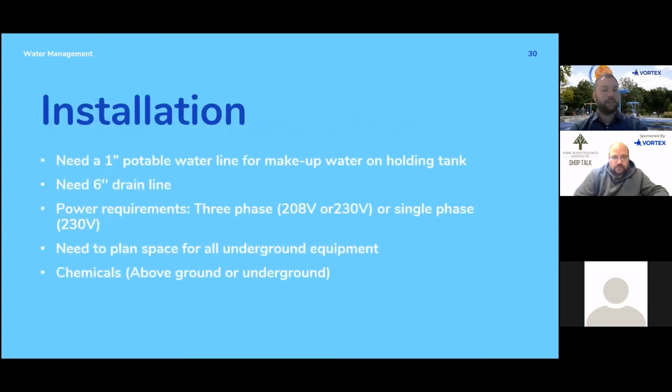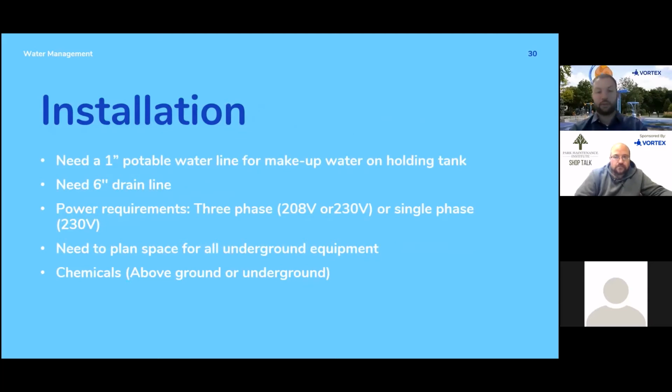For an installation of a WQMS system, you're going to need that 1-inch potable water line that'll be used for makeup water, a 6-inch drain line at minimum. That's a 6-inch stormwater drain line and a 6-inch sanitary drain line for backwashes. Your power requirements are here as well. It can be 3-phase or single phase, but it is super important that we know if it's 3-phase or single phase beforehand. That way we can provide you with the correct pumps.